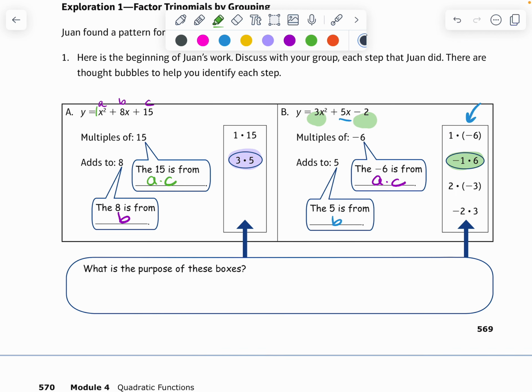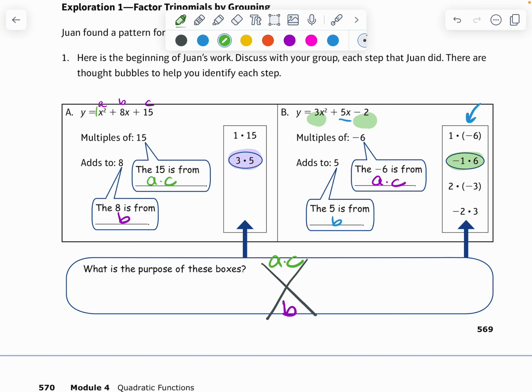Now, Juan used a box. I'm going to show you, we're going to use an X, all right? But I'm not going to use it with a highlighter. So instead of a box, I like to use an X. It's really handy. I know some of you just list them. There's lots of ways to do it, but let me show you. So in the X, I always put the A times C term up here, and then I put the B term down here. So watch.